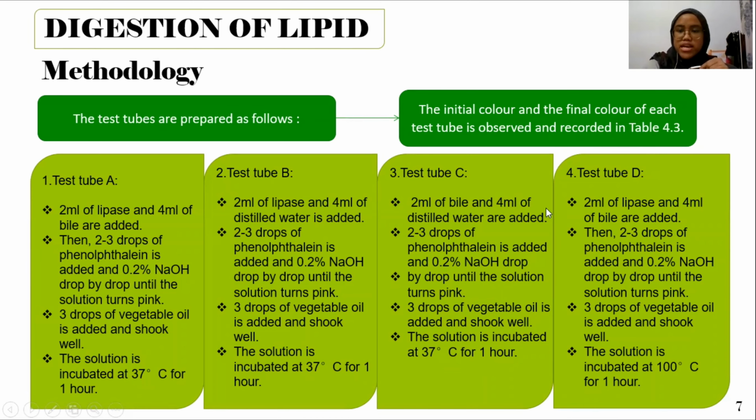For test tube D, 2 ml of lipase and 4 ml of bile are added. Then 2 or 3 drops of phenolphthalein are added, and 0.2% sodium hydroxide drop by drop until the solution turns pink. 3 drops of vegetable oil are added and shaken well. The solution is incubated at 100 degrees Celsius for 1 hour.